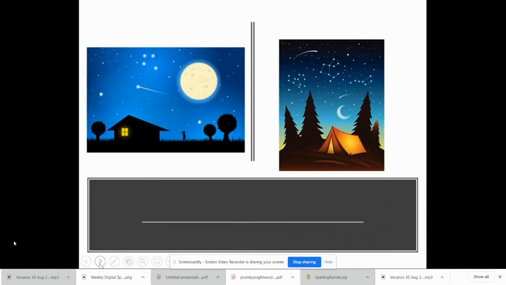Two more pictures. Ooh, what do I notice? I notice the first picture shows night or darkness, and the second picture shows night or darkness. I see stars in the sky. I see the moon's out. The moon is out in each picture. Yeah, it's dark. It's night. Both pictures show, I would say maybe the word is night. Let's see. Yes, the word is night.